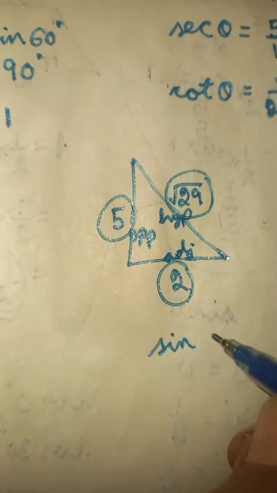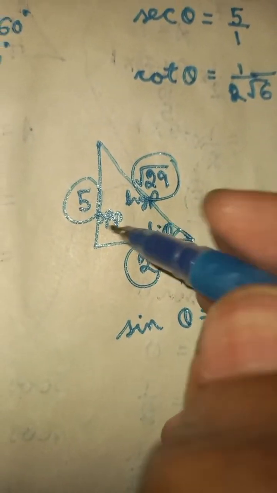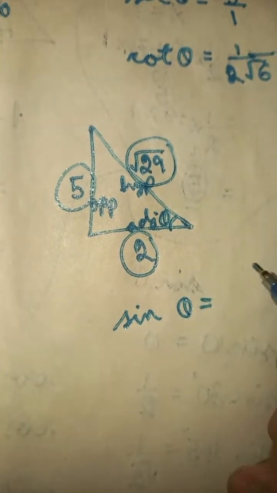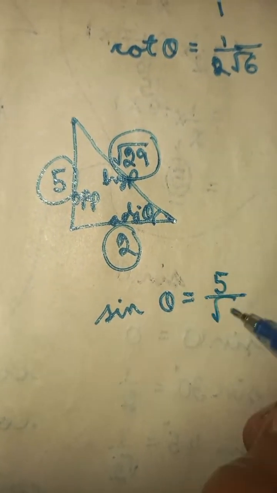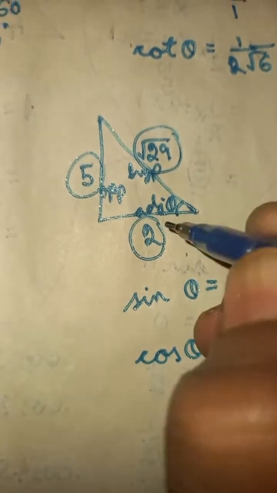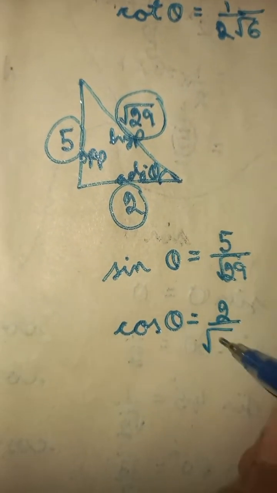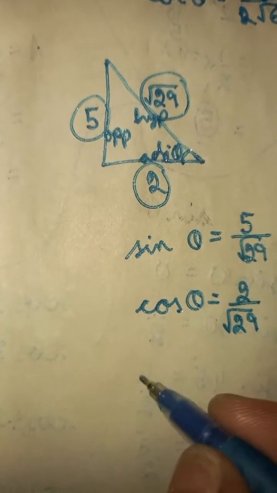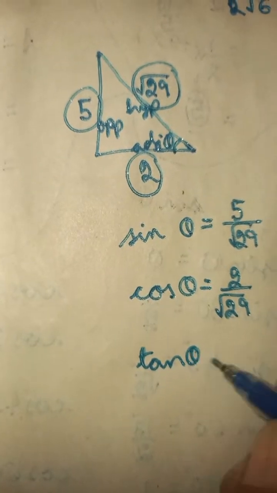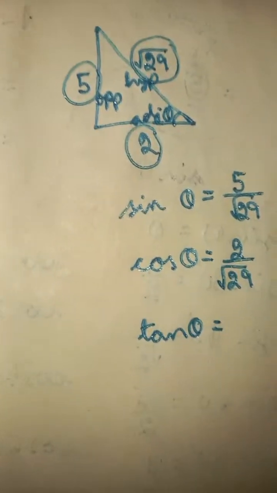You can find it out. Sine of theta, where this angle is theta, means opposite by hypotenuse. So it becomes 5 by root 29. And cos of theta means adjacent by hypotenuse, so it becomes 2 by root 29. And tan of theta means opposite by adjacent, that is 5 by 2.